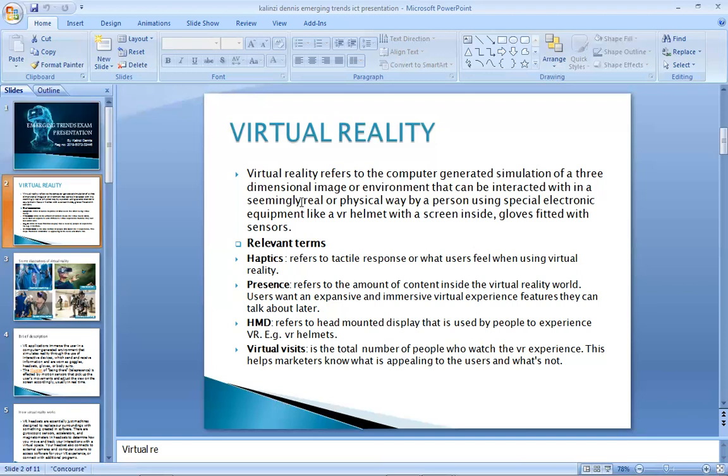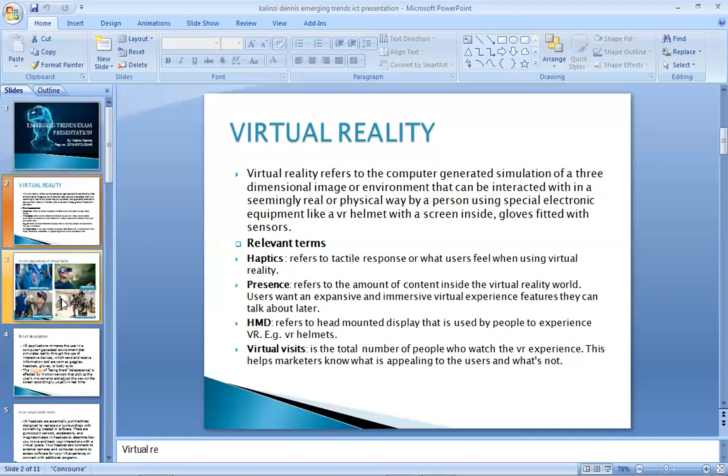Now, virtual reality visits, or virtual visits. This is the total number of people who watch the VR experience. This helps the marketers to know what is appealing to the users in the market, and they continue with that. If something is not working out well, they could discontinue it.